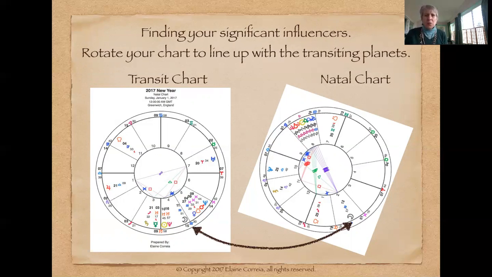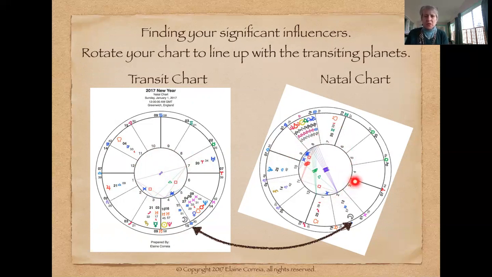So I'm using a couple of charts just as an example, so that you can sort of figure out how to do this for yourself. So what you want to do is, here is the transit chart. This is the chart for the new year. And here is a natal chart. A little pointer to work.